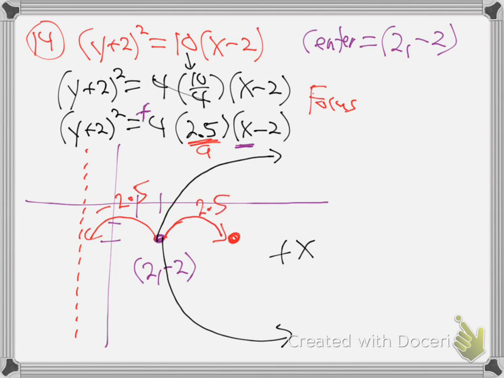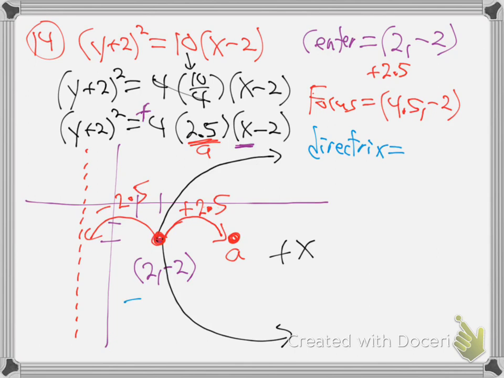So this is the focus point, and backwards is the directrix line. Now, that 2.5, I'm going to add 2.5 because I'm going to the right. Is that going to add to the x coordinate or the y coordinate? X, because right and left is always x. So I'm going to add 2.5 to the x-coordinate. So this will be 4.5, negative 2. We good there? Finally, the directrix line. For the directrix line, I'm going to subtract 2.5 from the x-coordinate. That'll be negative 0.5.